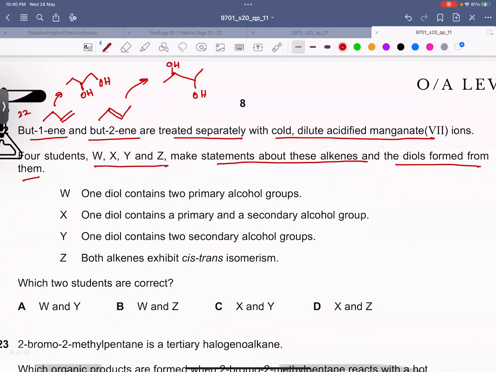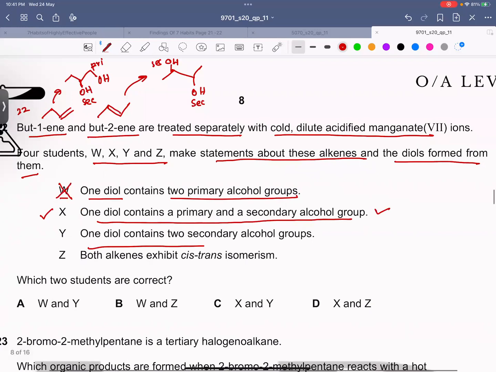Now look at the 4 statements. W: one diol contains 2 primary alcohol groups. In either case, here this alcohol is a primary one, but this one is secondary. And in this case, both the alcohols are secondary. So W is wrong. Is this clear to everyone? Yes. X: one diol contains a primary and a secondary alcohol group. Yes, X is correct. Y: one diol contains 2 secondary alcohol groups. Yes, Y is also correct.